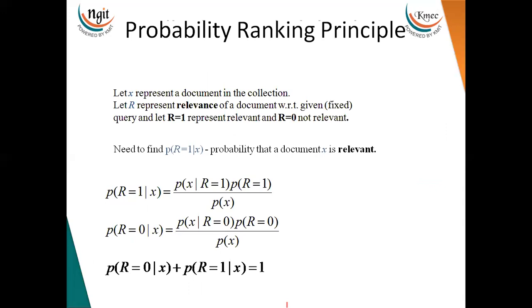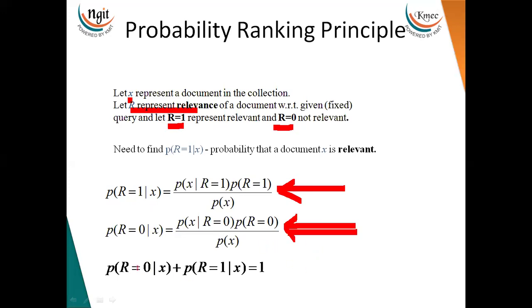Okay. Now, what is the probability ranking principle telling me? In the collection of documents, X is representing one document. R is representing the relevance of that document with respect to the query. When R is 1, it means the document is relevant. When R is 0, it means it is not relevant. Now, how am I going to find it out? Apply Bayes rule and get these two formulas. By applying the Bayes rule, I will get these two formulas.